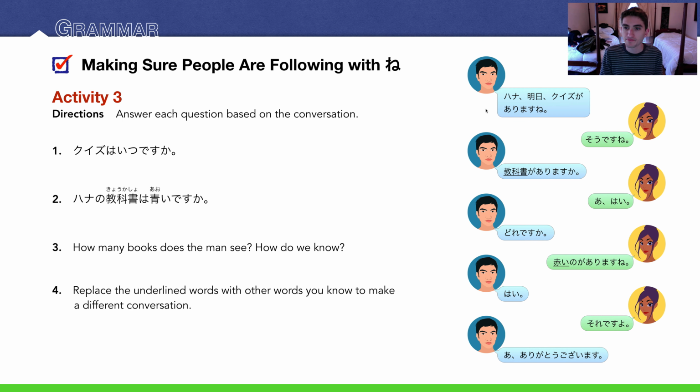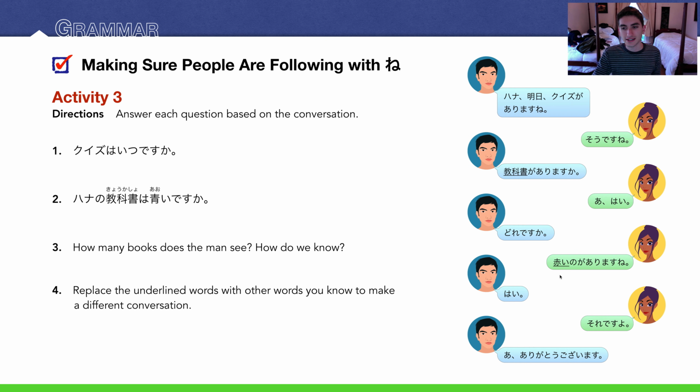そうですね。And then he says, 教科書がありますか? Do you have a 教科書, which is a textbook? あ、はい。Yes, I do. どれですか? So maybe he's looking at textbooks in a classroom. They're on a desk or something, and he says, どれですか?